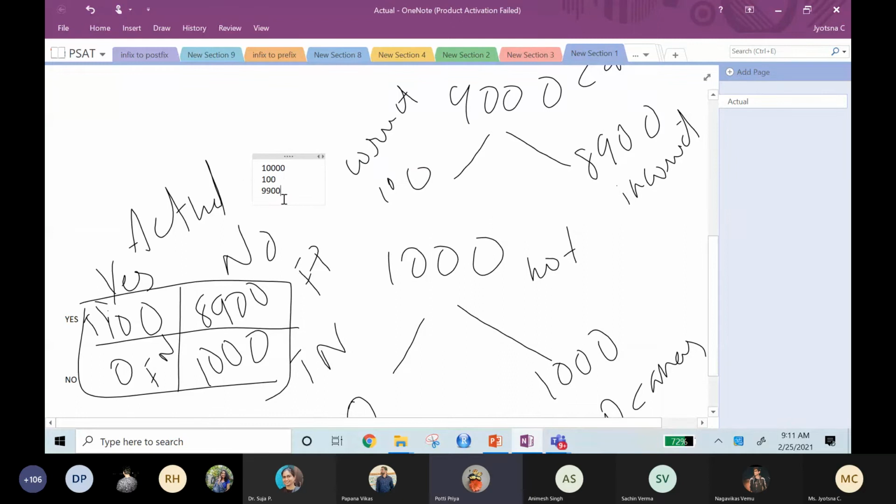Now is that clear? So this is the actual. So actually you add and see 100. Here when you add it, 9,900. Here you make the correction. Suppose if I said the other way, you can make a correction.